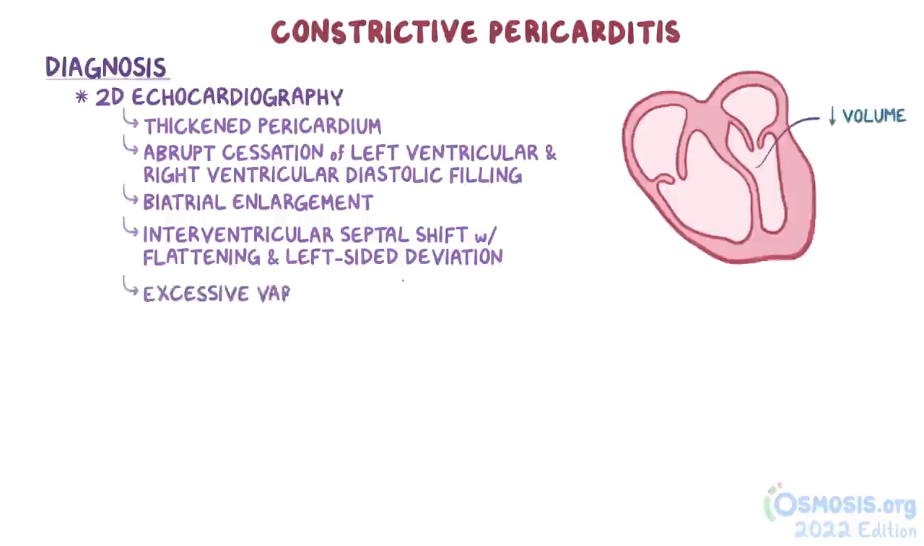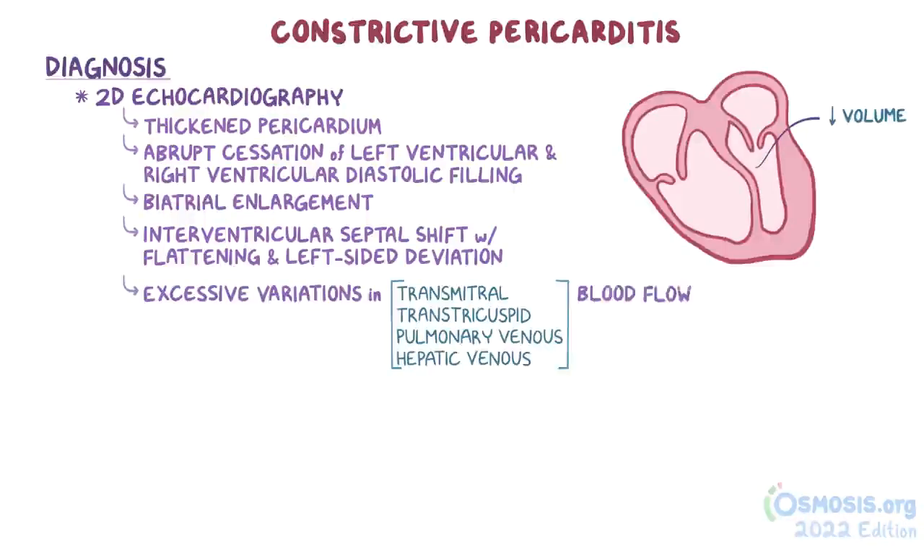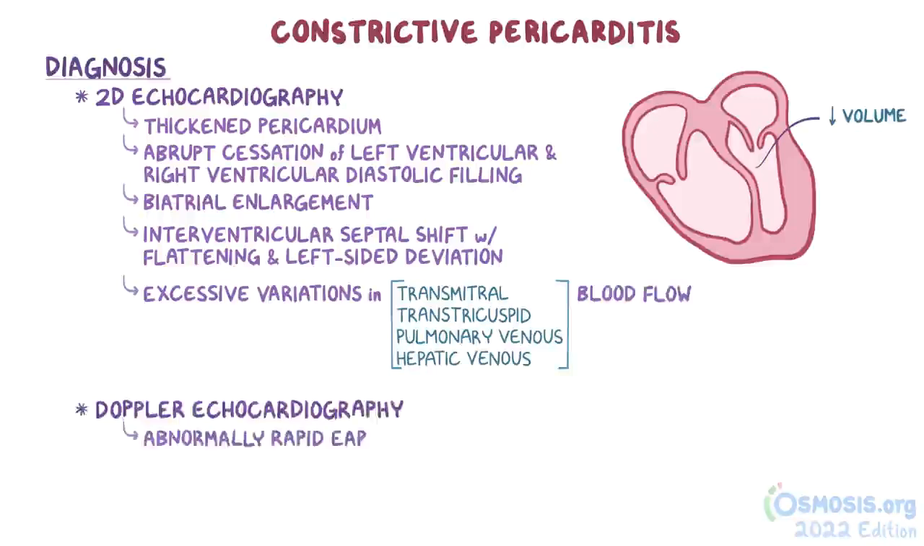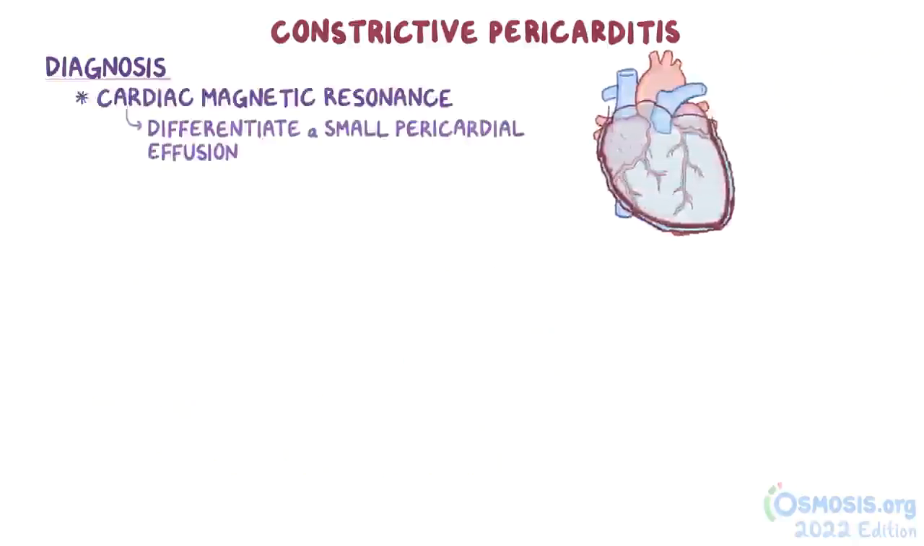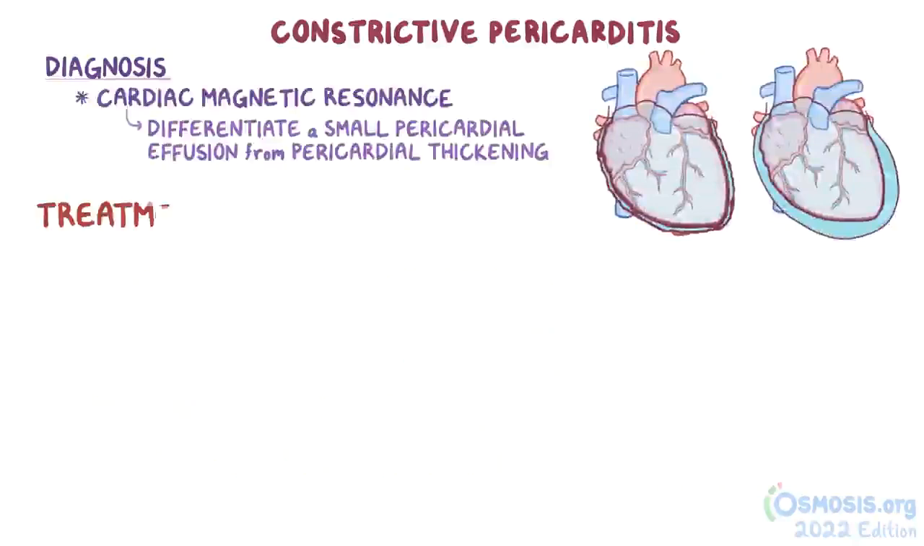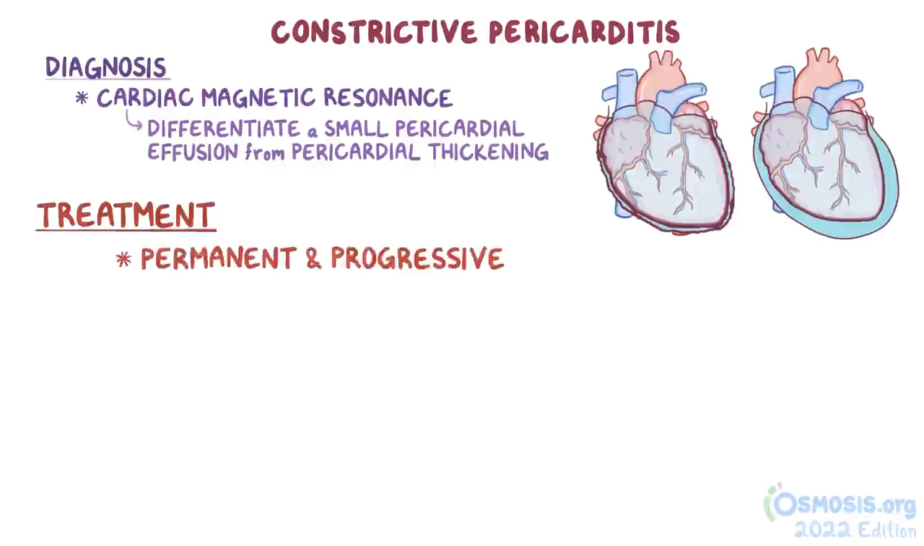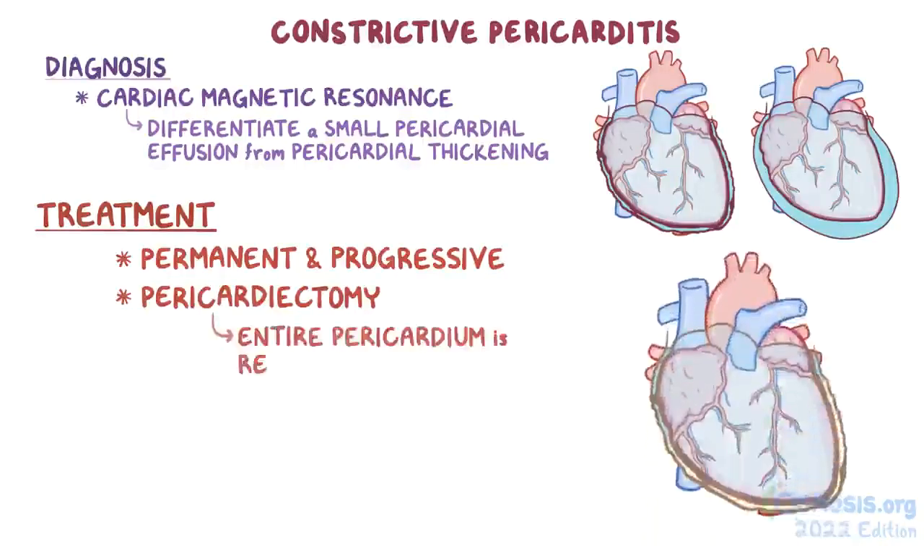Also, there's excessive variations in transmitral, transtricuspid, pulmonary venous, and hepatic venous blood flow due to respirations. Doppler echocardiography shows an abnormally rapid early diastolic filling associated with a small ventricular volume. Cardiac magnetic resonance is sometimes done to help differentiate a small pericardial effusion from pericardial thickening. In the majority of cases, constrictive pericarditis is permanent and often progressive. The only definitive treatment option is pericardiectomy or pericardial stripping, which is a surgical procedure where the entire pericardium is peeled away from the heart and removed.